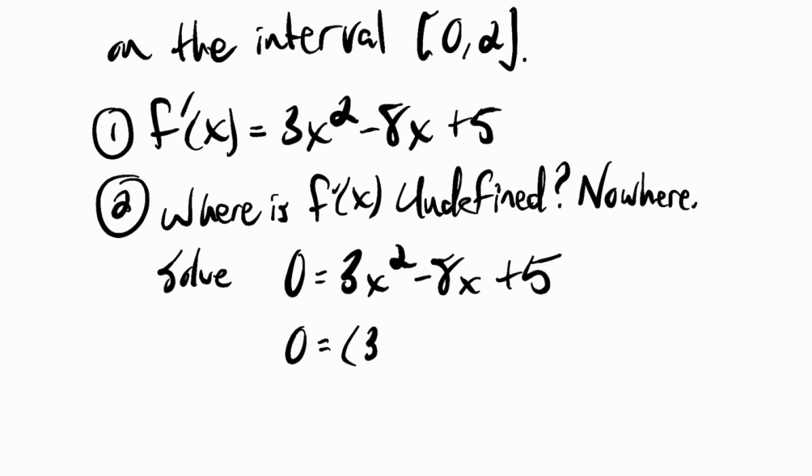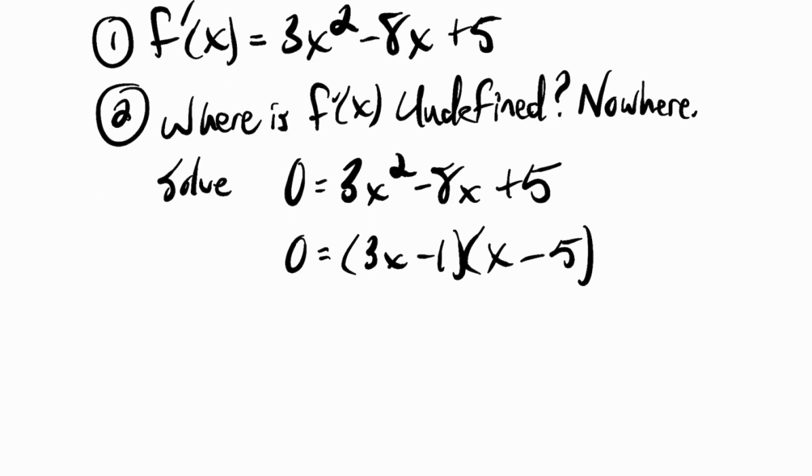I think this is going to be 3x minus 1 times x minus 5. And one way I like to check this is I multiply... Oh, no, that's not going to work, is it? Okay, maybe it won't. That's incorrect. That's fine. You try it out, it doesn't work, that's fine. We'll use the quadratic formula if we have to.